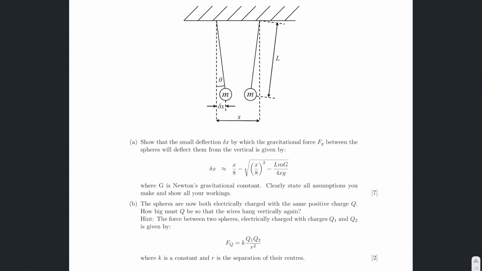Show that the small deflection delta x by which the gravitational force Fg between the spheres will deflect them from the vertical is given by delta x roughly equal to, and then this equation, where G is Newton's gravitational constant. Clearly state all assumptions you make and show all your workings.